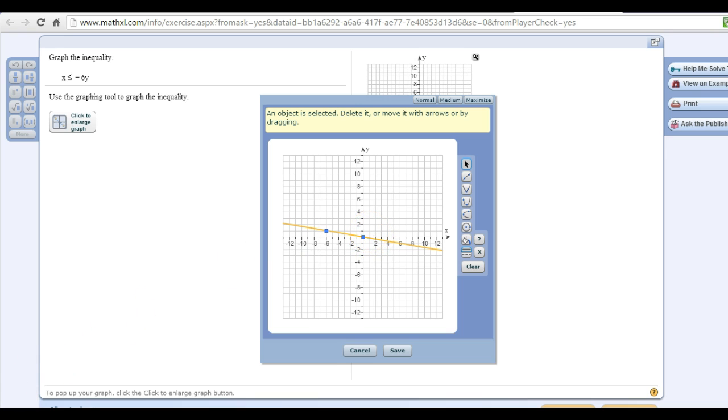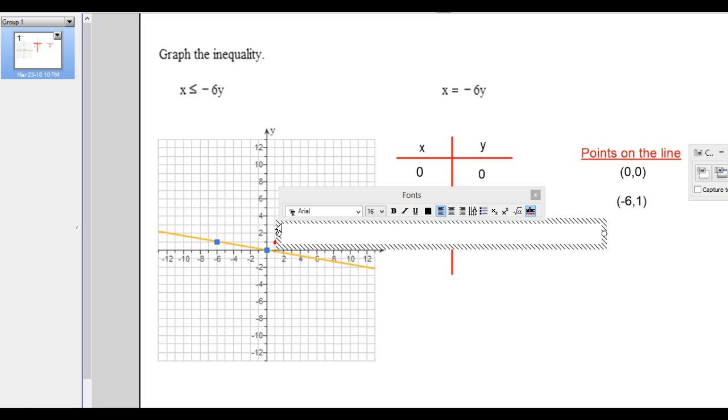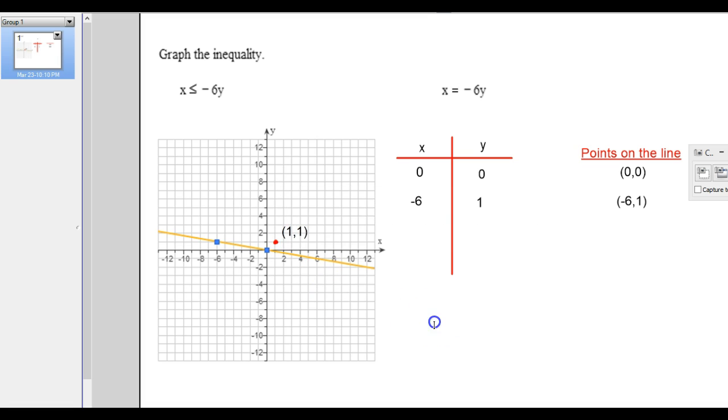Alright, I'm going to pick 1, 1. So there's the point again. That's the point 1, 1. So I'm going to type in 1, 1. And remember, that's xy. So this is the x coordinate, this is the y coordinate.